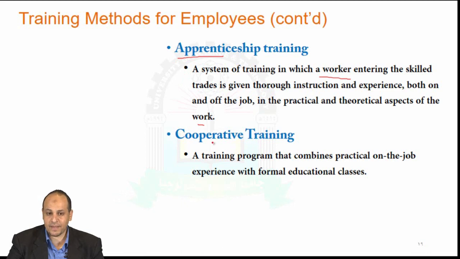Cooperative training is another method. A training program that combines practical on-the-job experience with formal educational classes. So here, this is a kind of link to bridge the gap between what has been taught, what has been learned actually from courses, and the practicality in the organization, what they are supposed to do in the company itself, with of course the help of the instructional means and tools by the trainers.